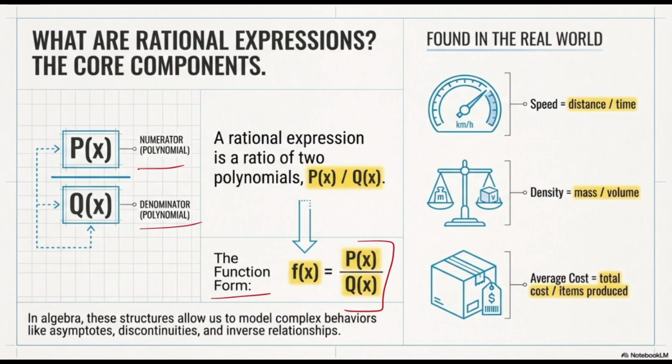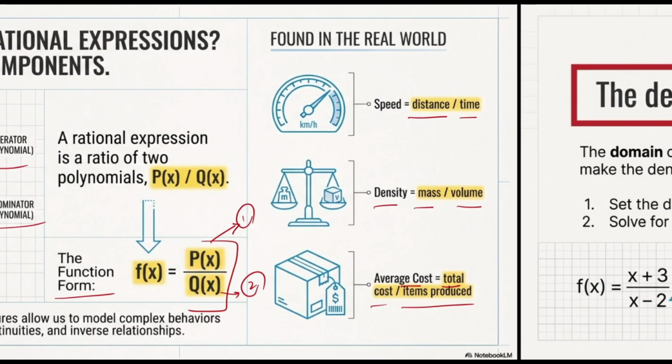We see these kinds of things because obviously the behavior of the first one and the behavior of the second one would be different. Like speed, I have a distance that follows a polynomial and a time that follows a polynomial. About density, I have mass over volume. About average cost, I have the total cost over the number of items produced, and we are going to see what would happen.